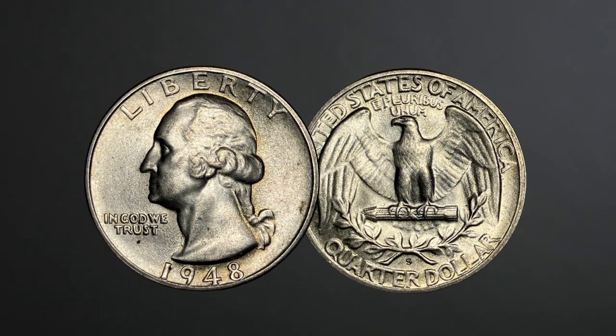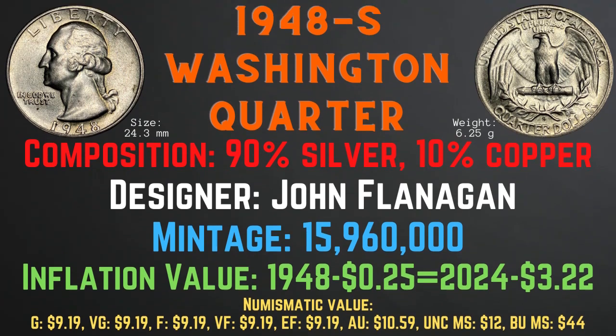Now let's take a look at the 1948 S Washington quarter. The 1948 S Washington quarter was minted in San Francisco. It has a size of 24.3 millimeters and a weight of 6.25 grams. Its composition is 90% silver and 10% copper. Its designer is John Flanagan. Its mintage is 15,960,000. Its inflationary value for the year 1948 is $3.22.